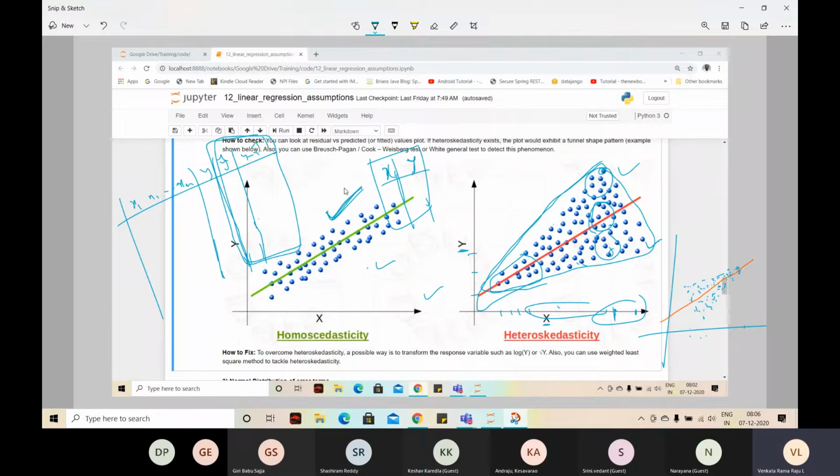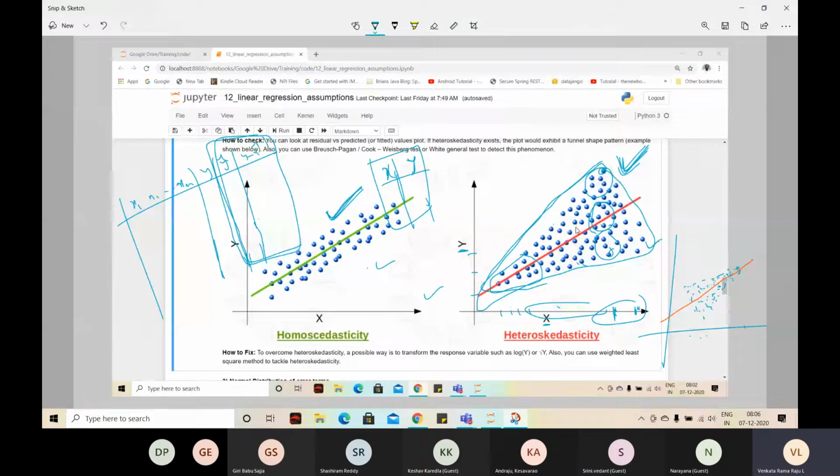High R square score. But if it is not giving a high accuracy score, then you should look at the predicted versus residual plot. If the plot is like this, then there is heteroskedasticity. What is the solution? We said that when x is growing, y is deviating a lot.